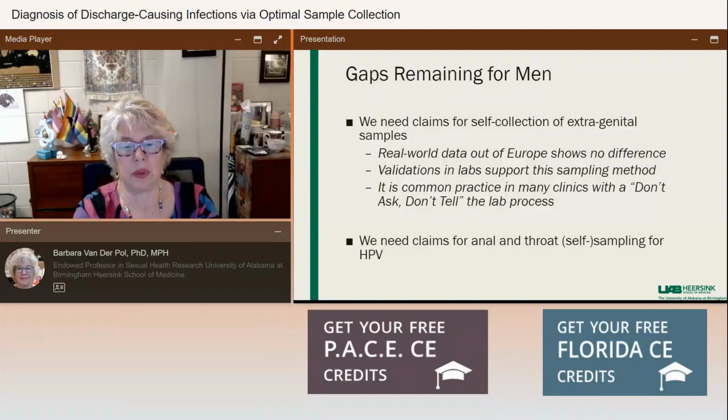We also need claims for any kind of anal and throat sampling for HPV because rectal and throat cancers are becoming more and more common, and they're often related to HPV, but we don't have a test for that yet.